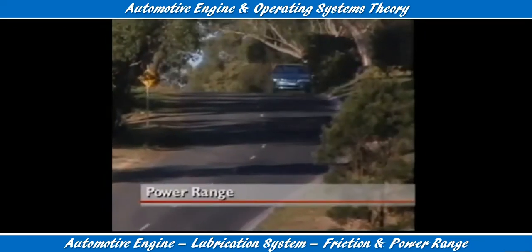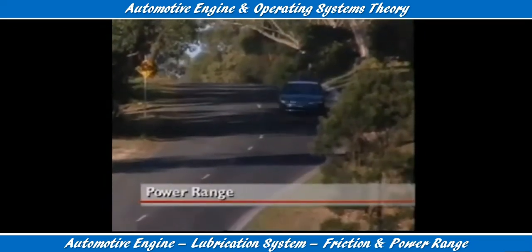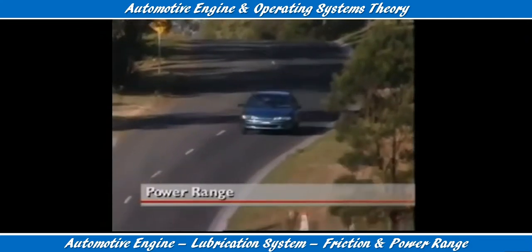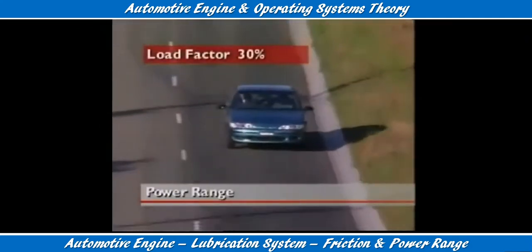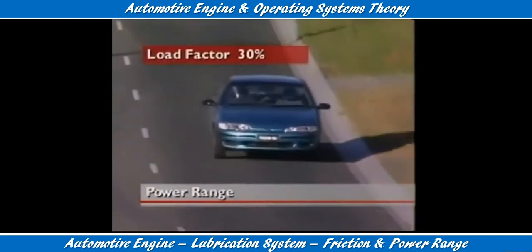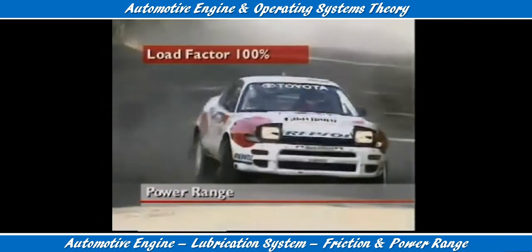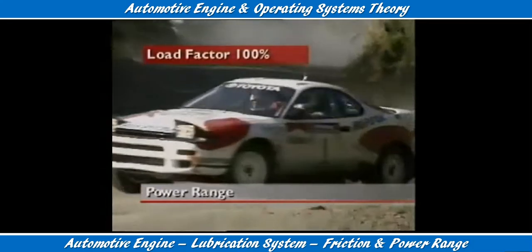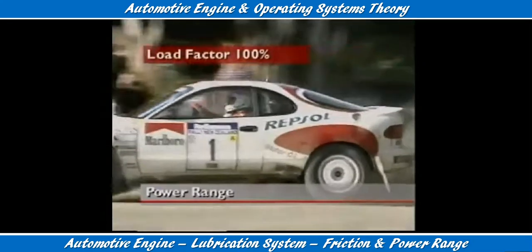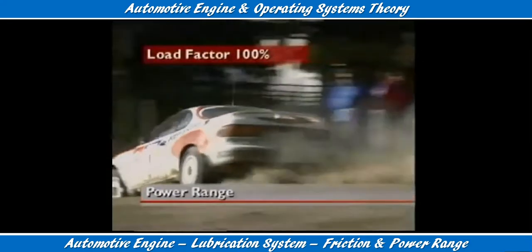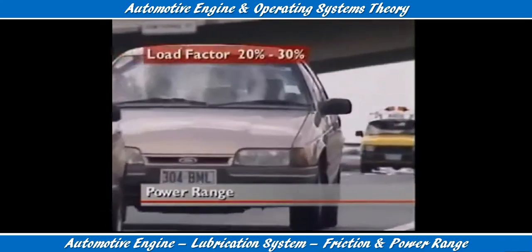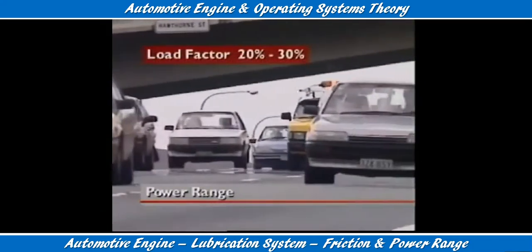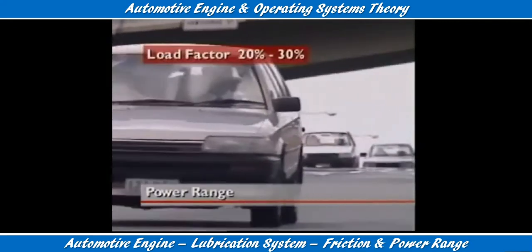One way to describe the power range of an engine is to give its load and speed as an average over a certain period. This is stated as a percentage and is called load factor. An engine required to operate at maximum power over 10 hours is said to have a load factor of 100%. Using that as a standard, most car engines would operate at only about 20 to 30%.